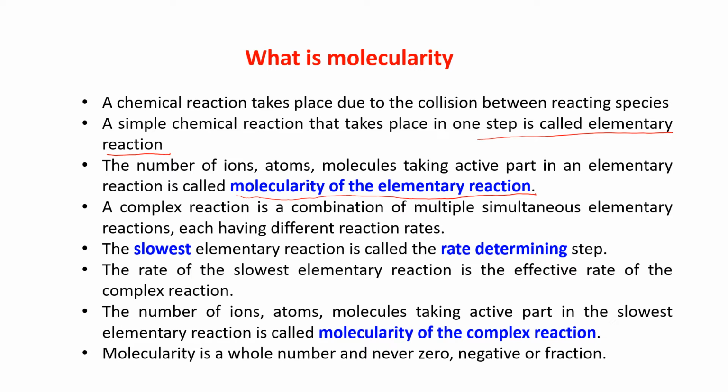The complex reaction is a combination of multiple simultaneous elementary reactions, each having a different reaction rate. You know that the slowest elementary reaction is called the rate determining step. Next, the rate of the slowest elementary reaction is the effective rate of the complex reaction.